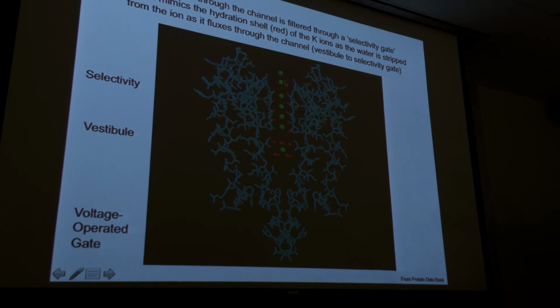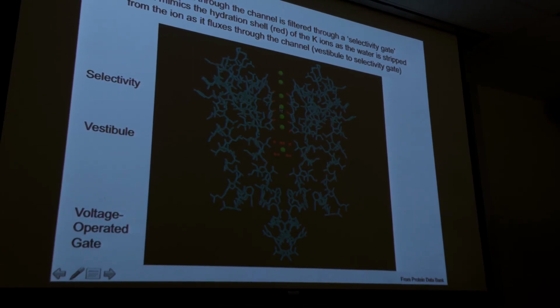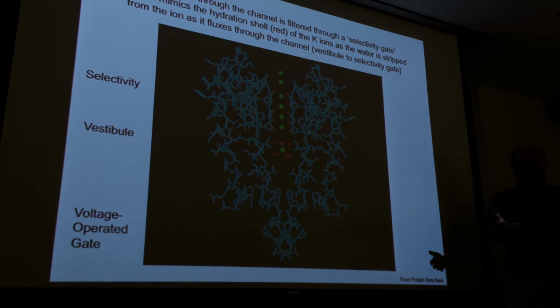So again, they're hydrated, not showing them that. So what happens is they're going down through here, and then the ions are interacting with these elements which are mimicking the hydration sphere. And the thing that was real weird was that right in the middle of the channel, there was this vestibule, and the ions got rehydrated right there.